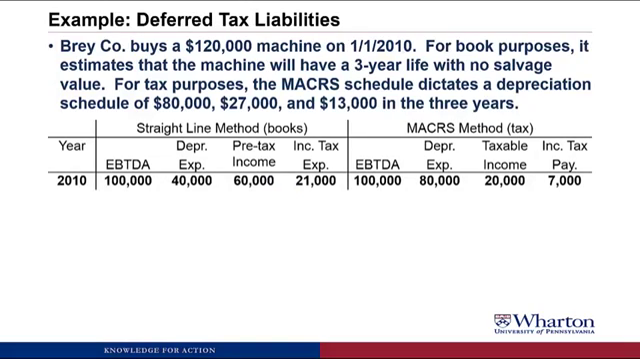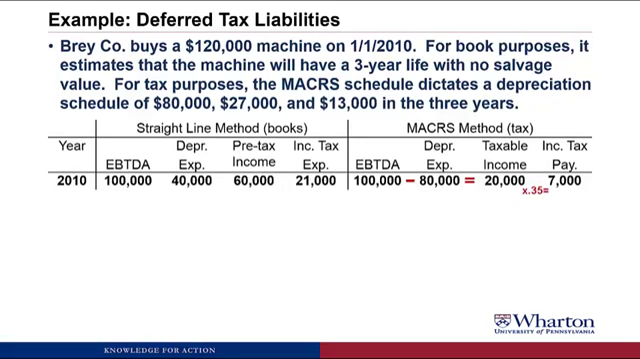On the right side, or the credit side of the screen, you'll see maker's method. This is what we're using for tax purposes. So we'll assume, again, for the purpose of this example, that our earnings before taxes and depreciation is $100,000. We'll subtract the depreciation expense of $80,000, which is what's dictated by the maker schedule, to get a taxable income of only $20,000. We take that taxable income times 35% to get income tax payable of $7,000.